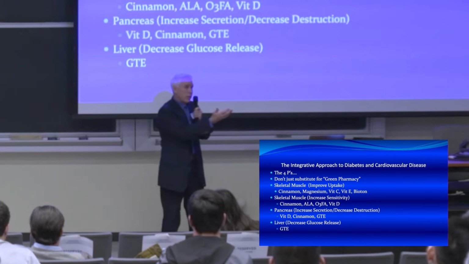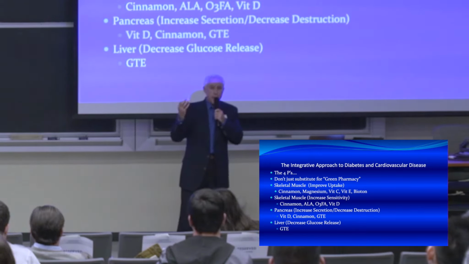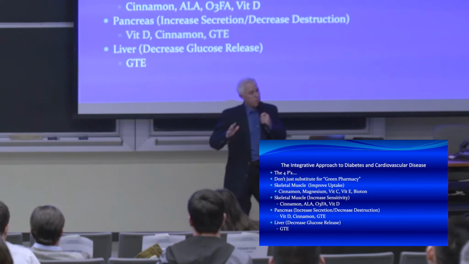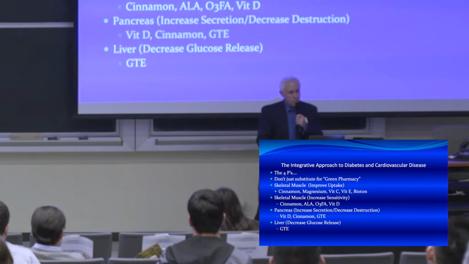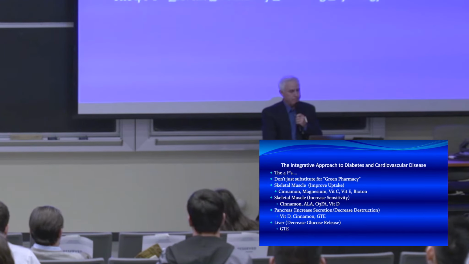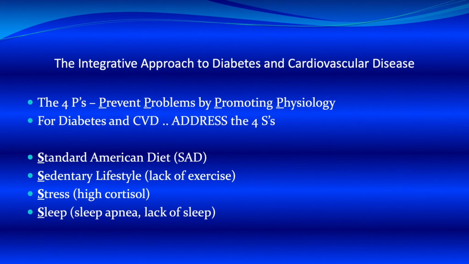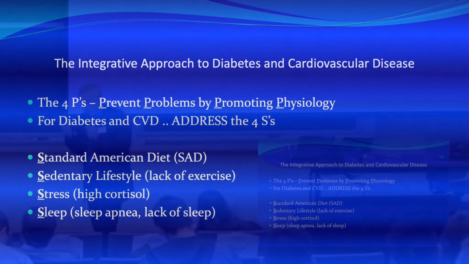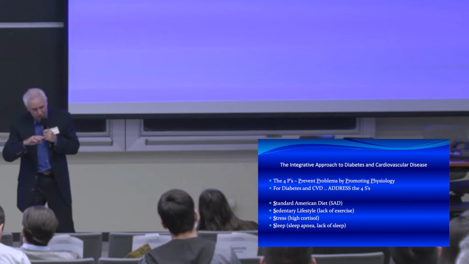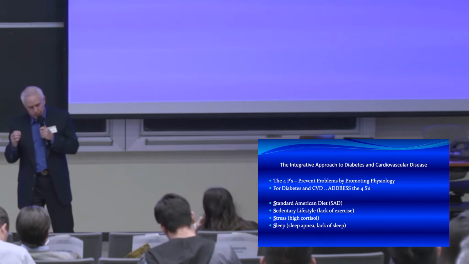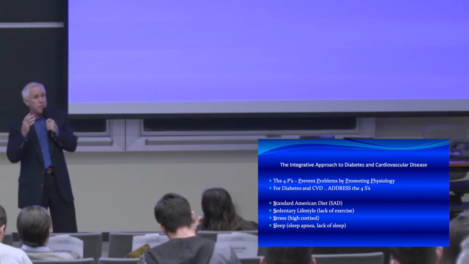And yes, if they can get it through diet and exercise, that's better, but then we have a problem getting it from the nutrients. So again, just to be clear on that, when we talk about the 4 Ps, do not get mistaken for green pharmacy. So the 4 Ps, as far as diabetes is concerned and cardiovascular disease, and I'll explain how that connects, really can be summarized as the 4 S's.